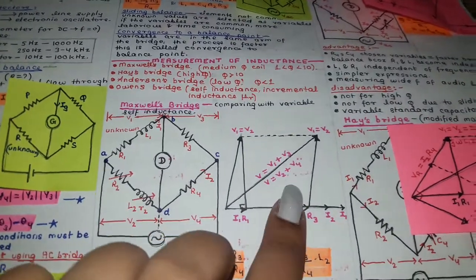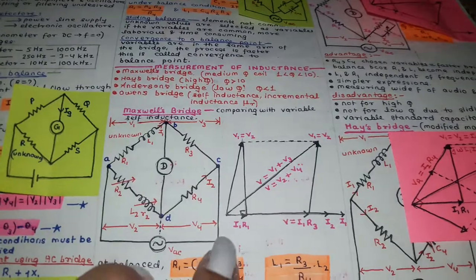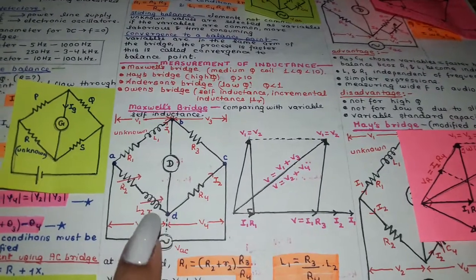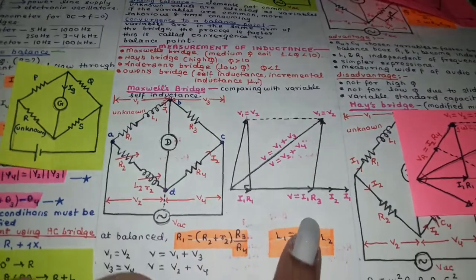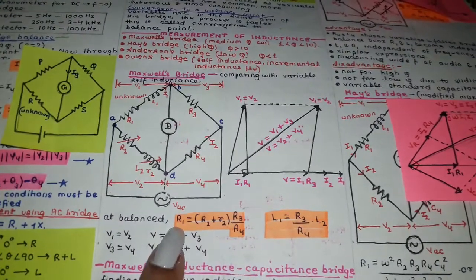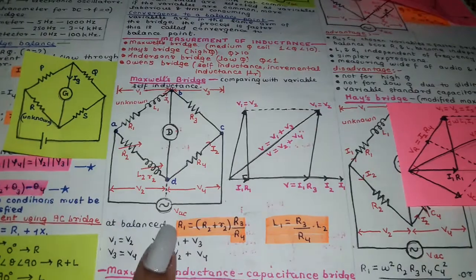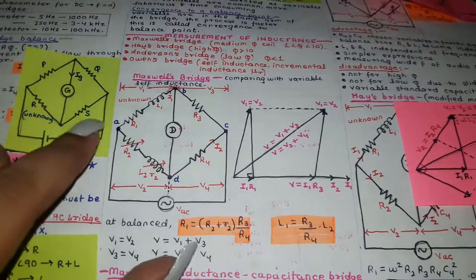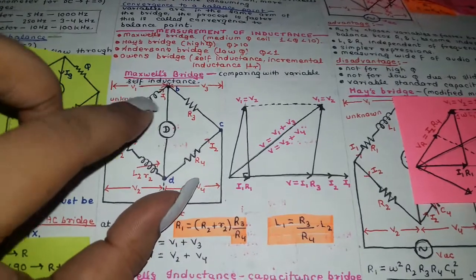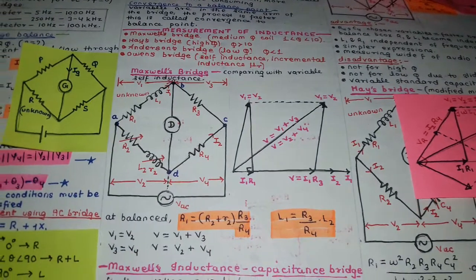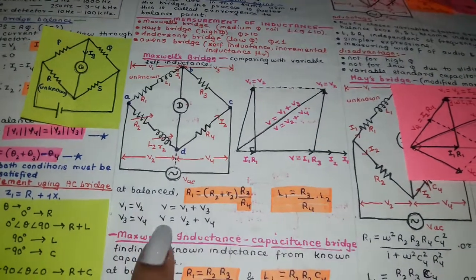This is your circuit and this is your phasor diagram. Keep in mind that you have to practice both the circuit diagram and phasor diagram thoroughly for each and every bridge. Now at balanced condition, when the bridge is balanced, your unknown R is given by this particular formula, and your unknown inductance is given by this formula. Then we have these conditions at balance.